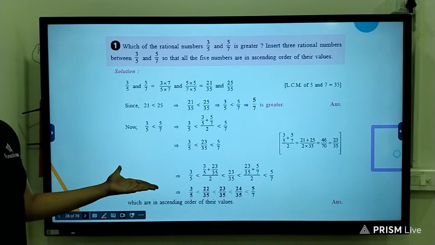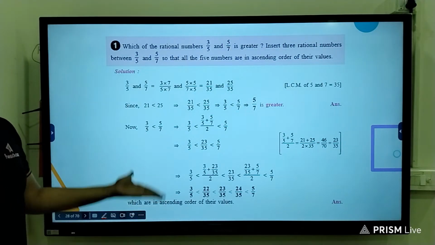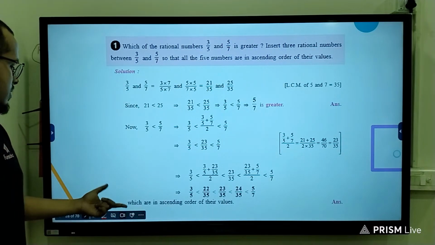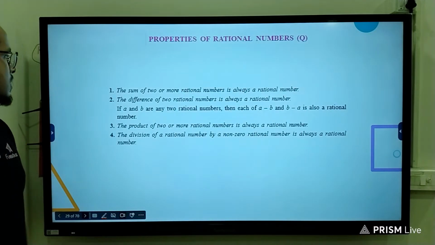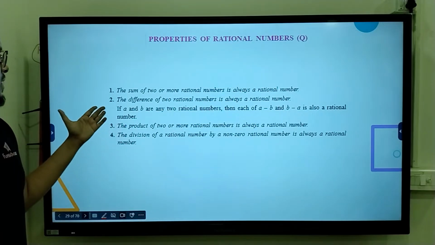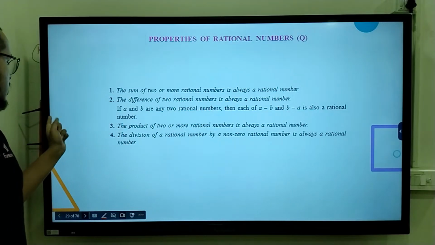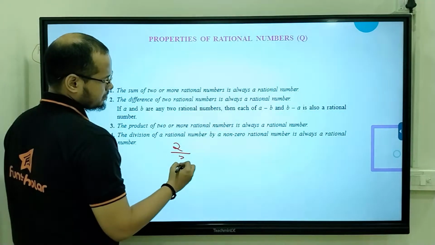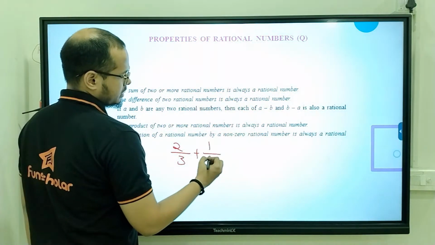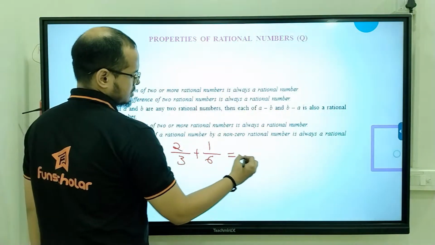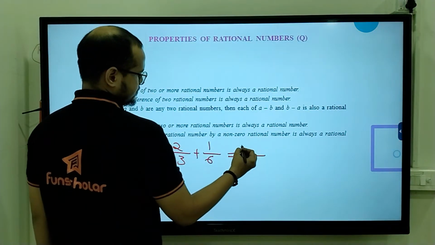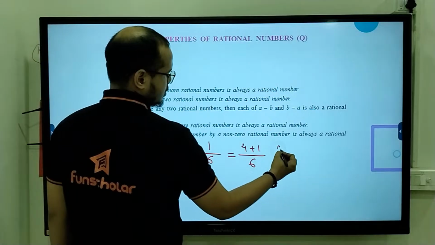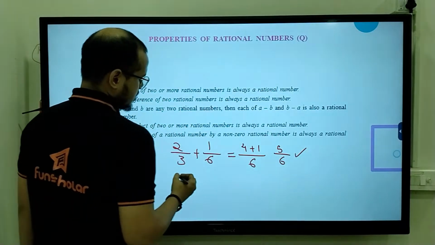Okay, so we have done this as well. They have used a different method, but every method is valuable and it can be done. Now, properties of rational numbers. The sum of two or more rational numbers is a rational number, obviously. The difference of rational numbers is always a rational number. Let us take an example. Sum of two rational numbers: one is 2 by 3 and the other is 1 by 6. So 4 plus 1, 5 by 6, also a rational number.